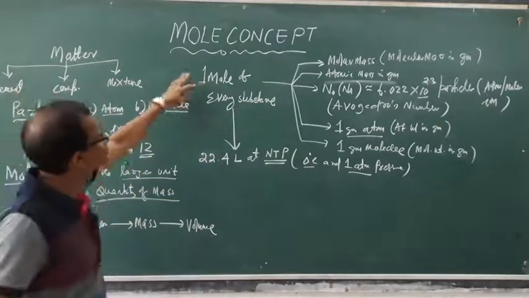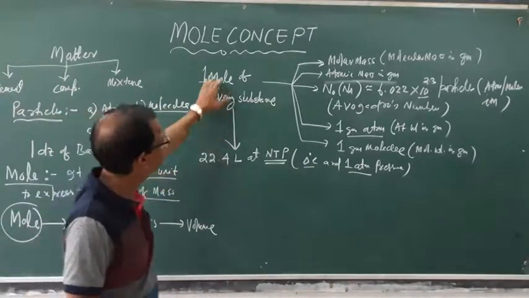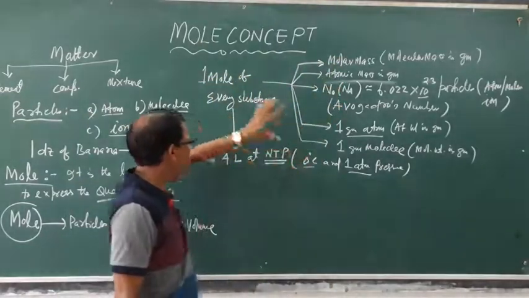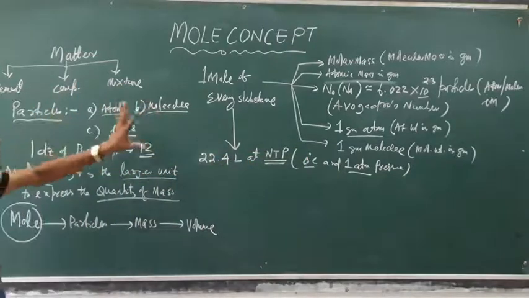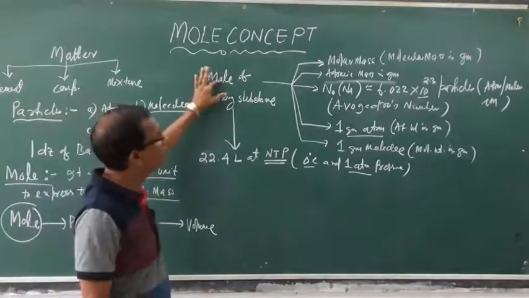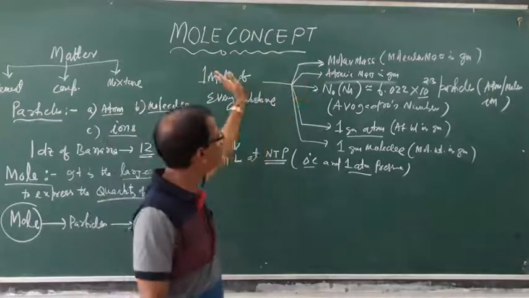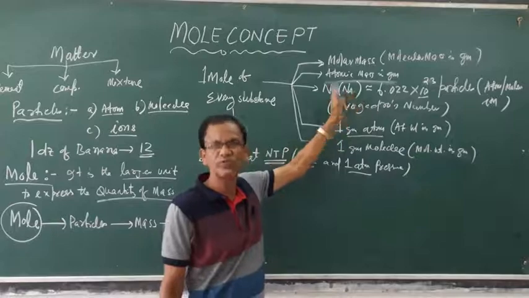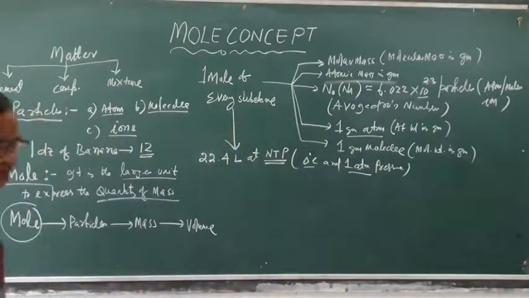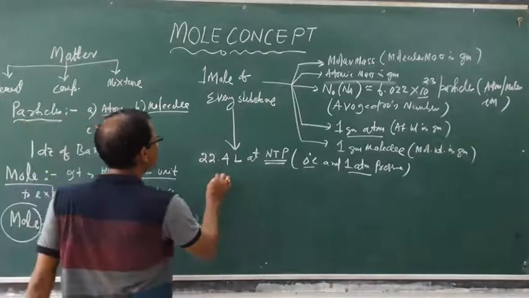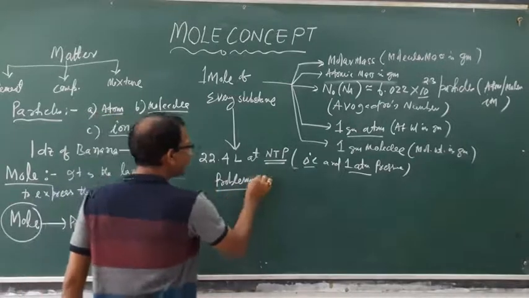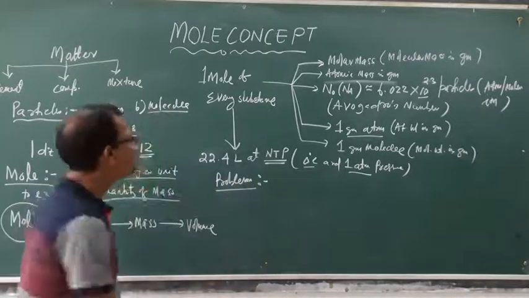So this is the relation of mole with volume, mole with mass, mole with number of atoms. This is the important formula, the important relations of mole with mass, volume, number of atoms and number of molecules. Okay, now how can you solve the problem? Let us discuss some important problems. The problem is like this. Calculate mass.